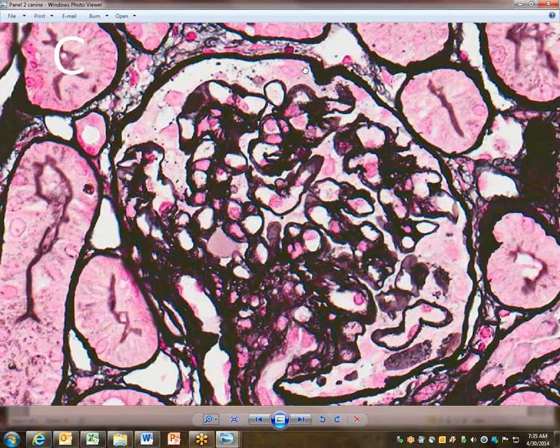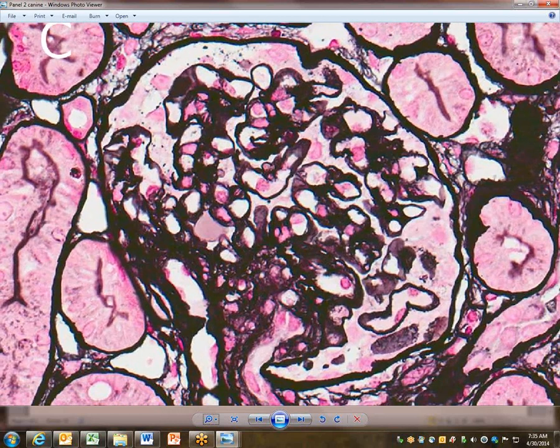So, the silver stain: there is some variability in the thickness of the glomerular basement membrane. In most areas, the basement membrane has a smooth outer contour. There are some hints of irregularities on some capillary loops, but in most capillary loops it's a smooth outer contour. And I think the trichrome is very much similar to what we were looking at before.